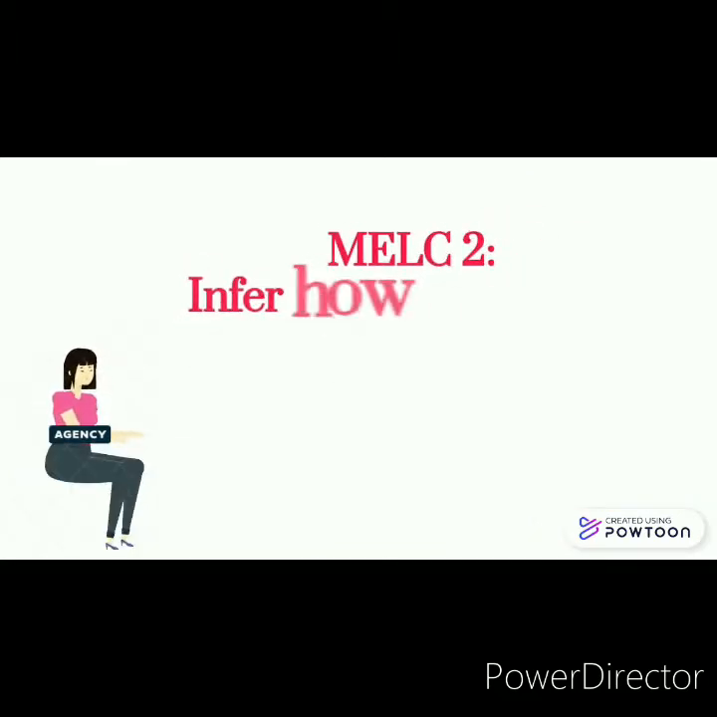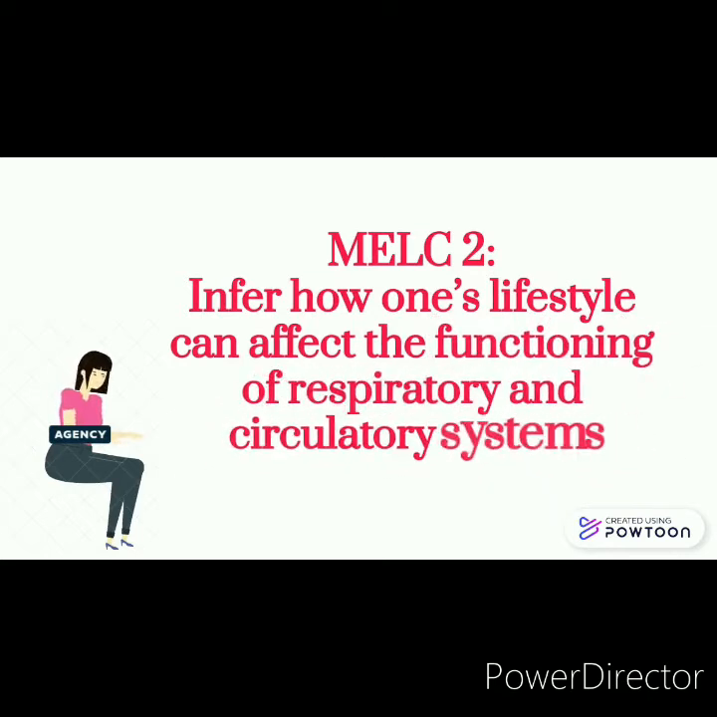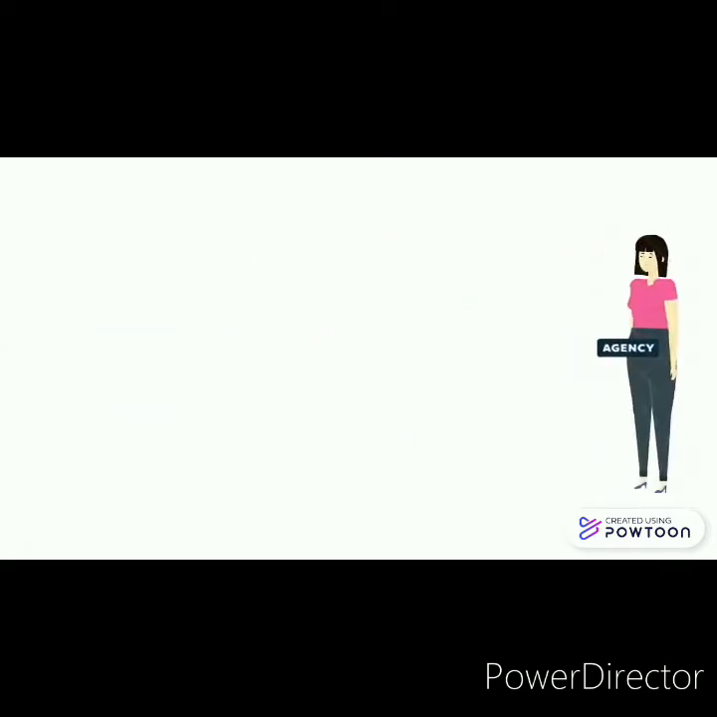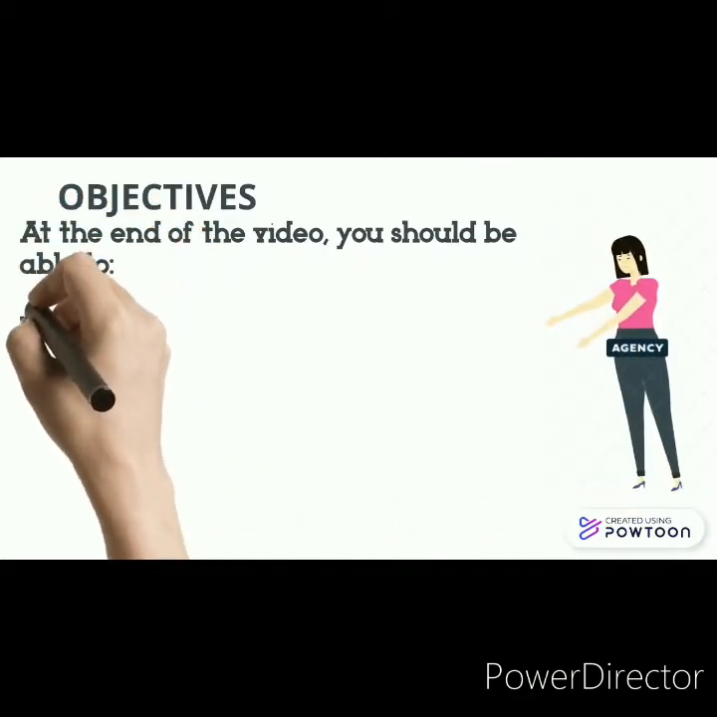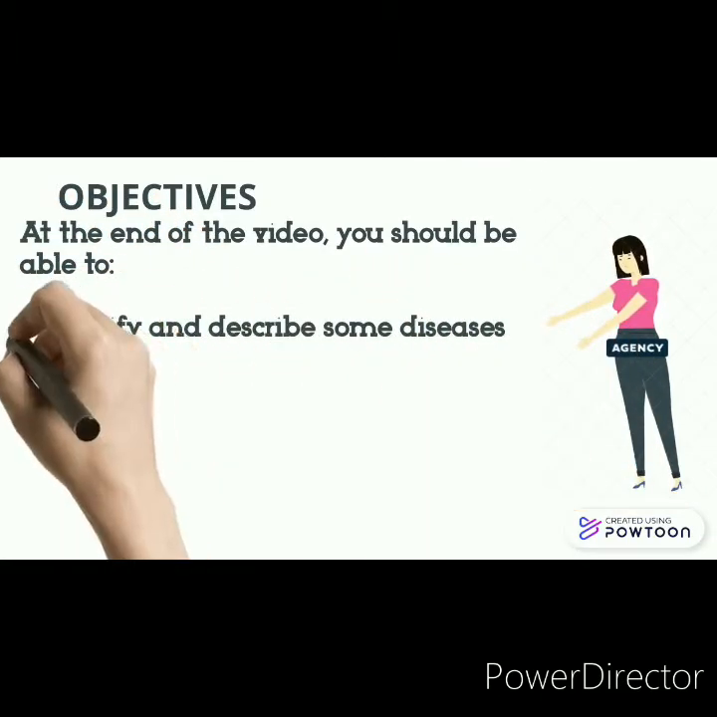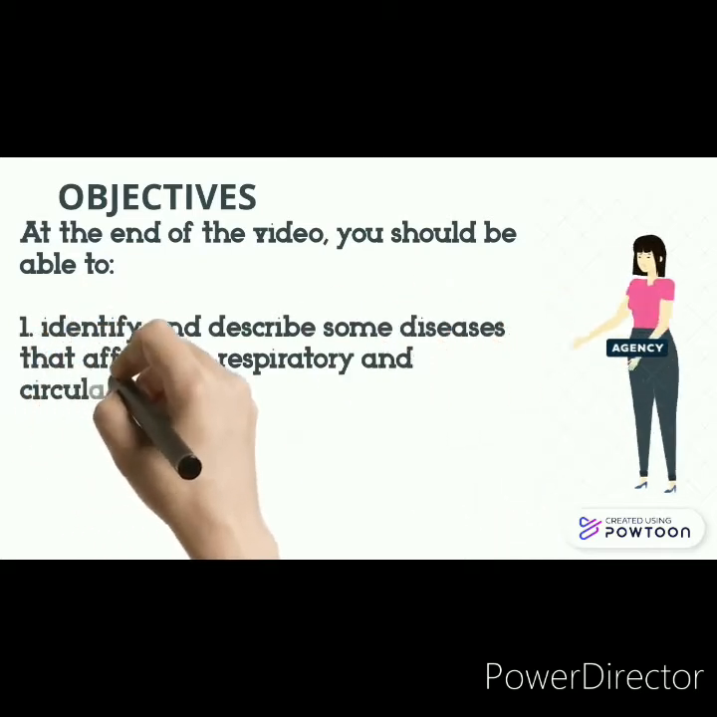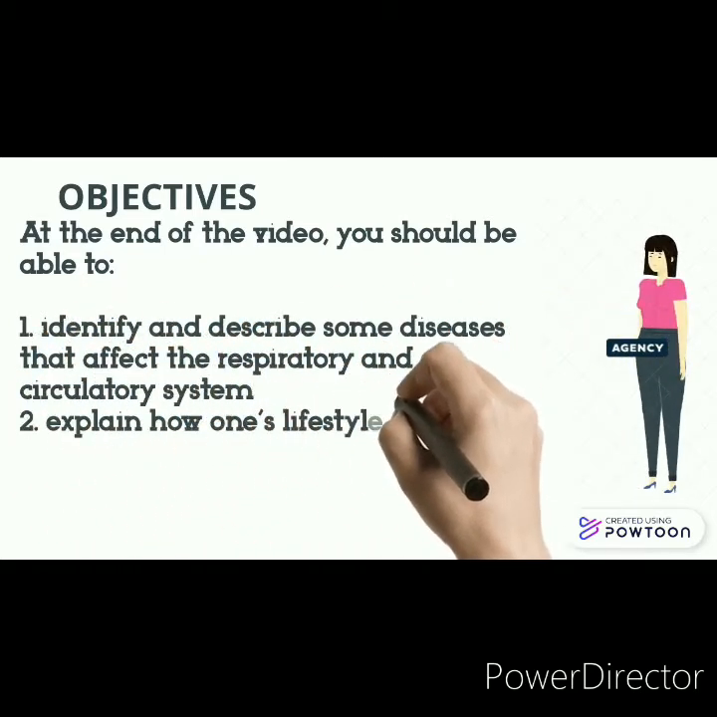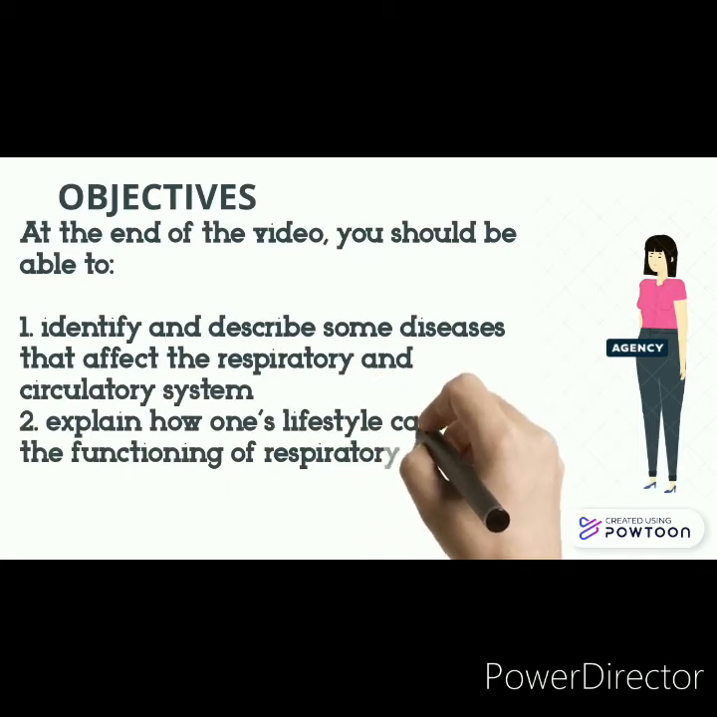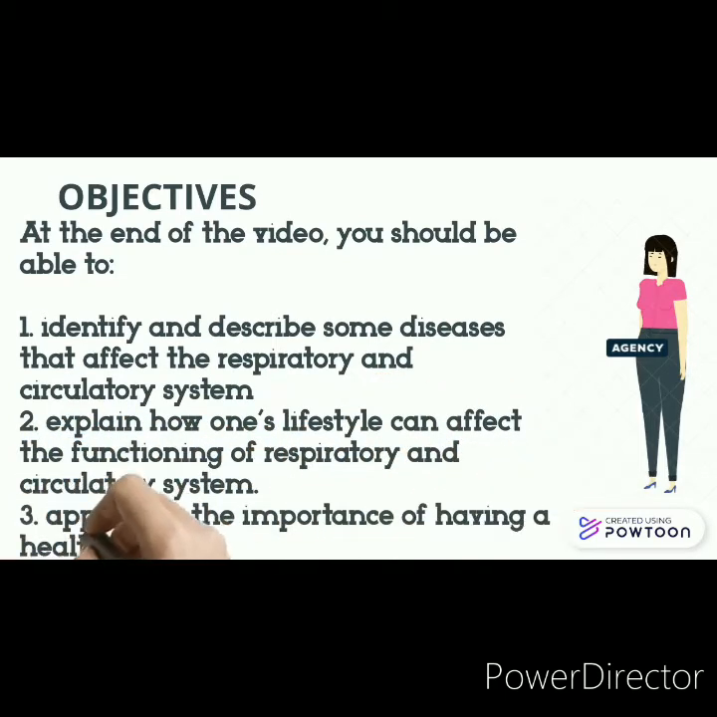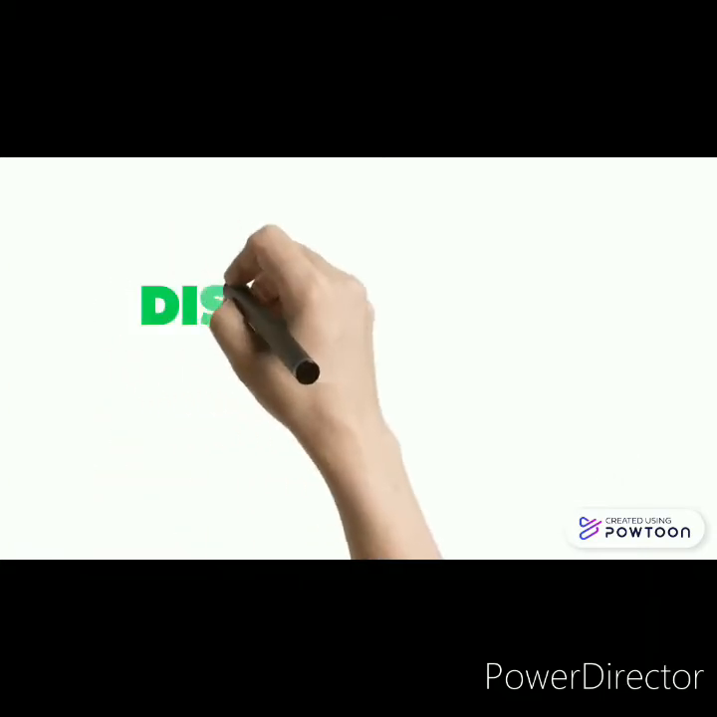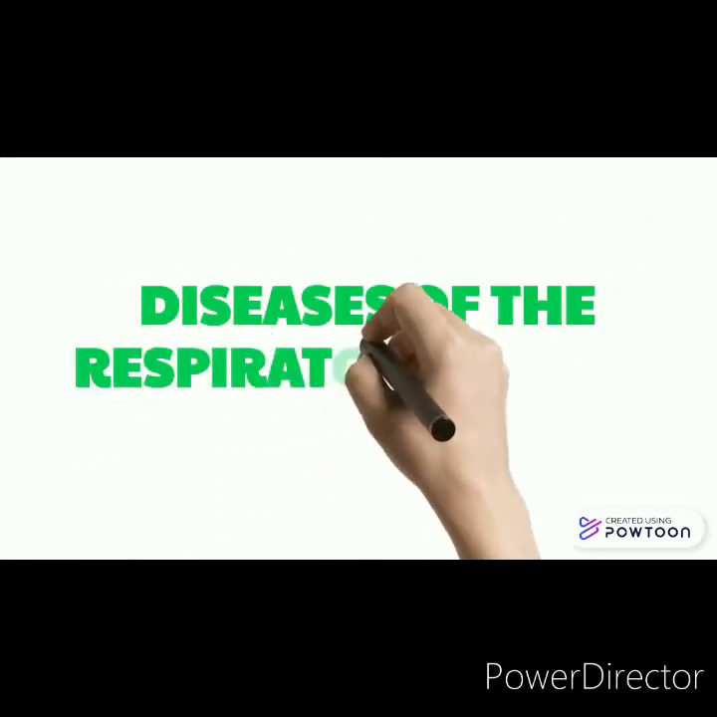This lesson will focus on Quarter 1, MELC 2: infer how one's lifestyle can affect the functioning of the respiratory and circulatory systems, with the following objectives: identify and describe some diseases that affect the respiratory and circulatory system. Explain how one's lifestyle can affect the functioning of the respiratory and circulatory system. And finally, appreciate the importance of having a healthy lifestyle. We will start with the diseases that affect the respiratory system.